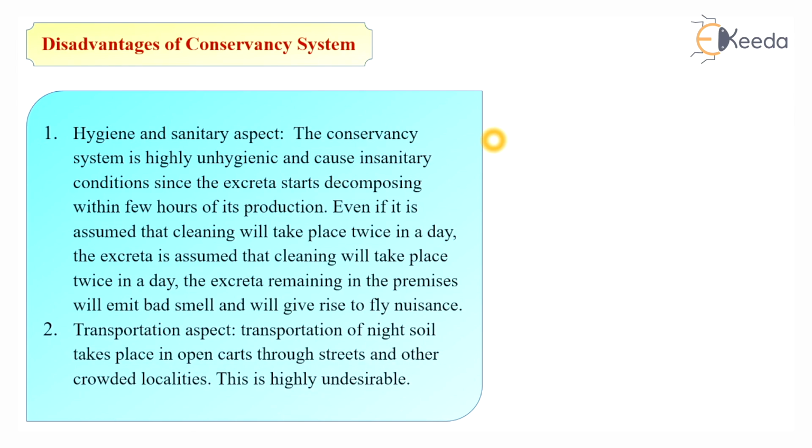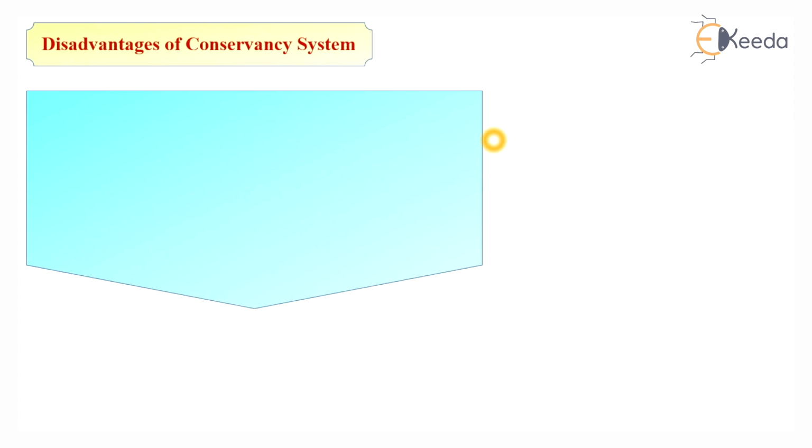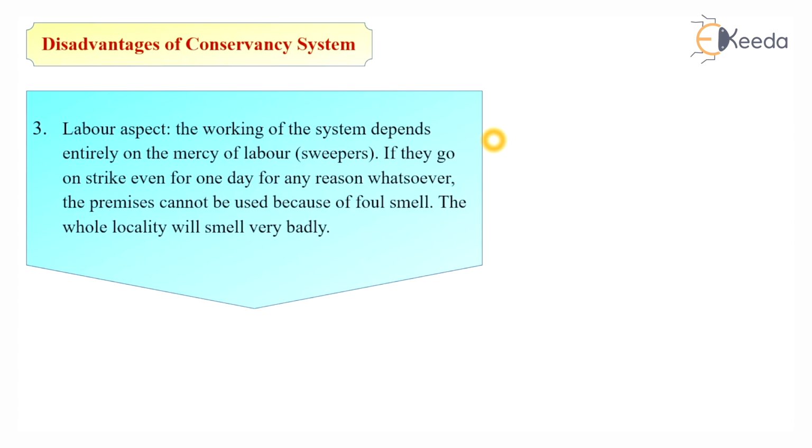Transportation aspect. Transportation of night soil takes place in open carts through streets and other crowded localities. This is highly undesirable. Labor aspect. The working of the system depends entirely on the laborers or sweepers. If they go on strike even for one day for any reason, the premises cannot be used because of foul smell. The whole locality will smell very badly.